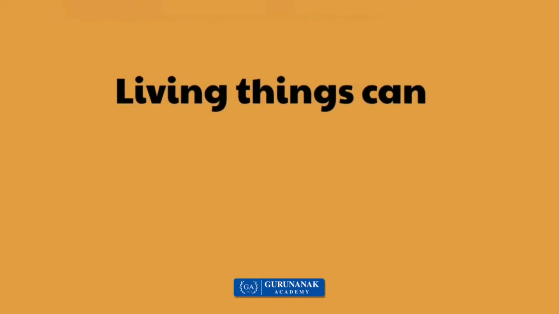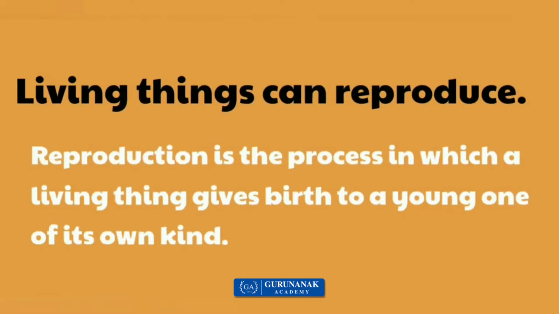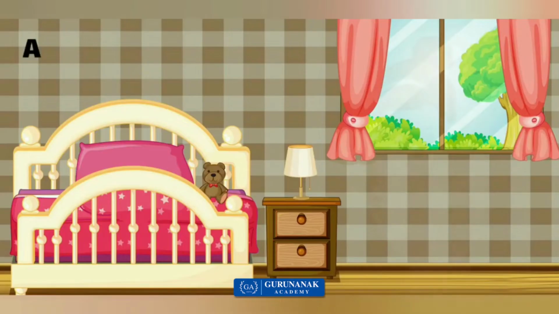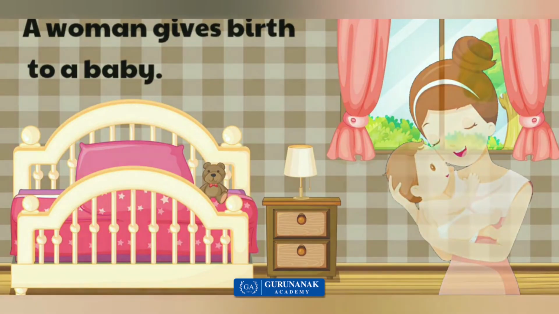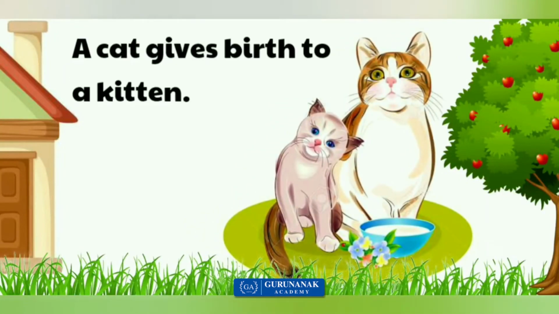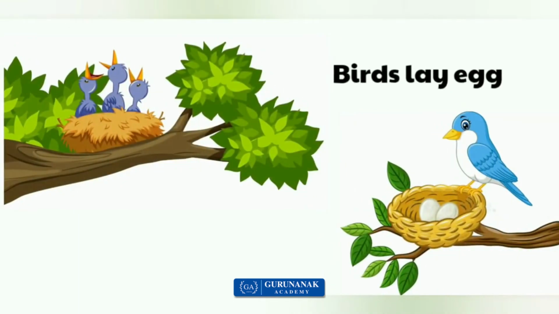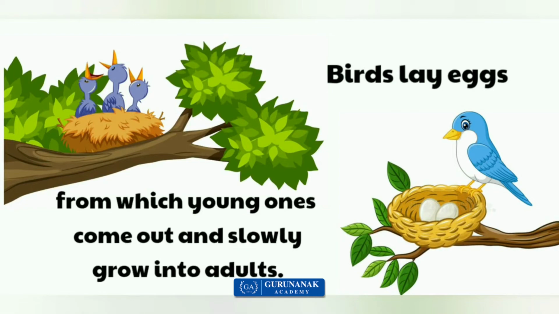Living things reproduce. Reproduction is the process in which living things give birth to a young one of its own kind. A woman gives birth to a baby. A cat gives birth to a kitten. Birds lay eggs, from which young ones come out and slowly grow into adults.